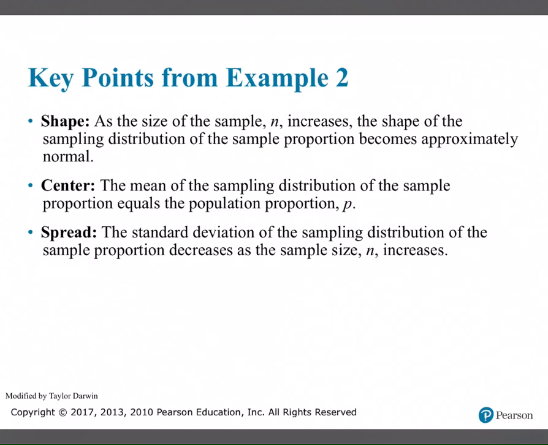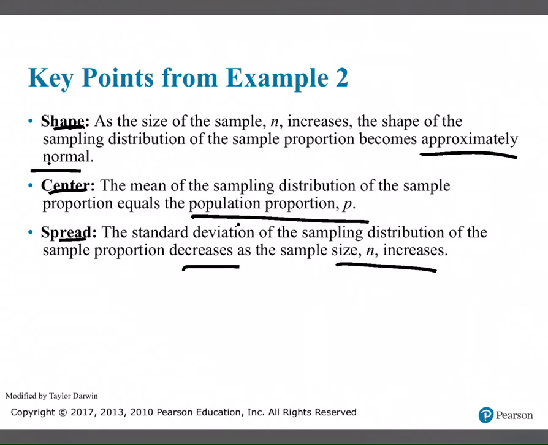So there's a couple things that definitely help us figure out if our data is approximately normal. We can look at the shape, center, and spread. And obviously we know that as sample size increases, we can become more approximately normal. The mean of the sampling distribution equals the population proportion, which should be in the center. And then the standard deviation will decrease as the sample size increases because it becomes more normal.